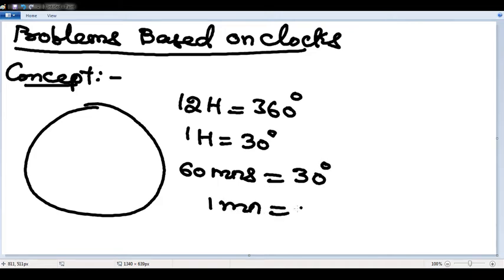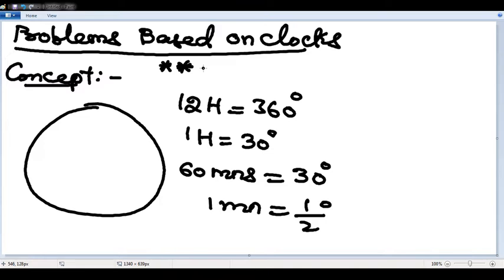Please write down this. 12 hours is 360 degrees. In 1 hour the hand will go for an angular displacement of 30 degrees. 1 hour is 60 minutes. 60 minutes is 30 degrees. 1 minute is half a degree. Very important concept. So 12 hours, 360 degrees. In 1 hour our hand will go 30 degrees. In 1 minute it will go half a degree.